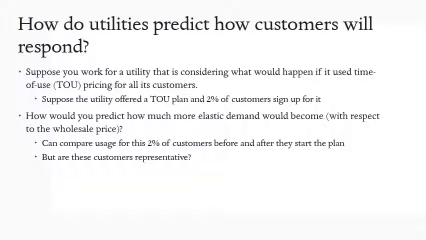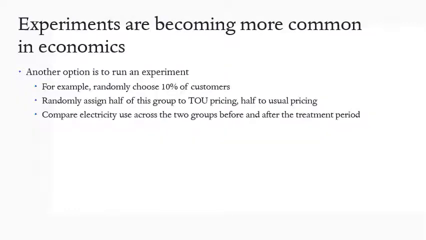So one way to do this is to compare usage for this 2% of customers before and after they start the plan. Did they become more price responsive after they signed up for their plan? Most likely they did. And how much so? And then you might be able to extrapolate those results to the entire customer base, but you have to be careful. Are these customers that signed up voluntarily representative of your entire customer base? Probably not. And so we have ways around this.